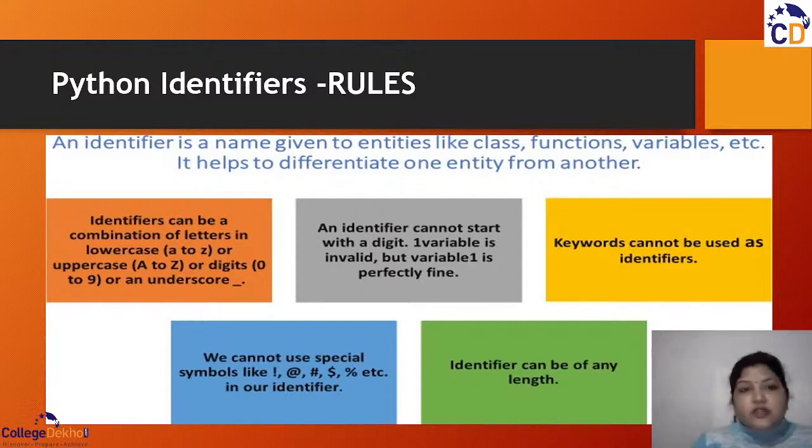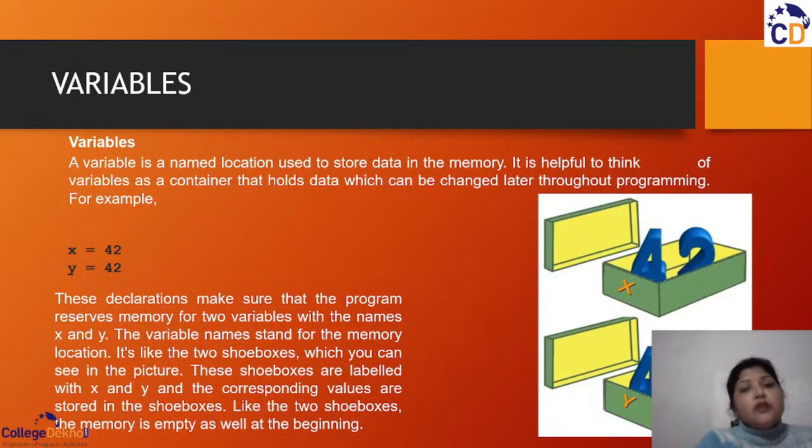Let us move to the next part. I'm going to tell you about variables, how they are stored in the memory, and how we assign the values to the variables. So starting with the first part, variables. A variable is a named location used to store some data, right? So it is a location in the memory which has three things. What are those three things? One is the variable name, second is the address, and third is the value of the variable, right?